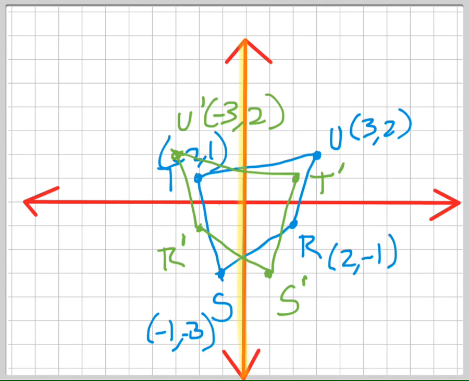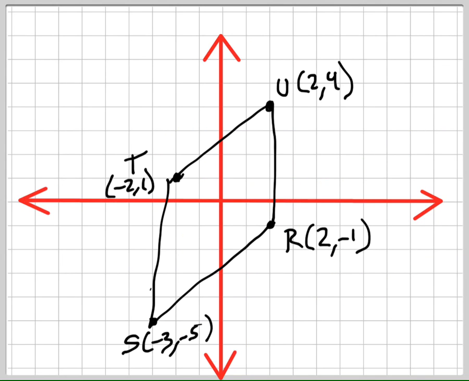Again, the figure isn't getting any larger or smaller. I just flipped it over that axis. Okay? I took it, picked it up, flipped it, folded it over that line, and that's what it would look like. R prime, S prime, T prime, and U prime. The coordinates here, 1, -3, -2, -1, 2, 1, and -3, 2.